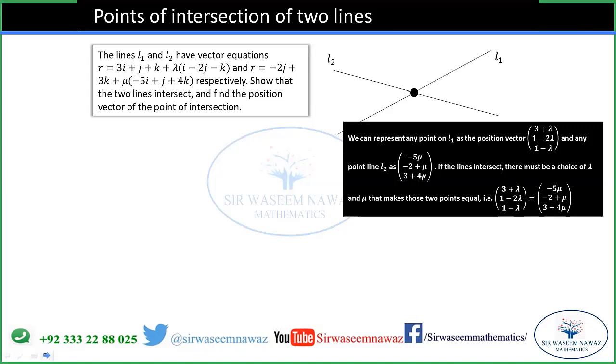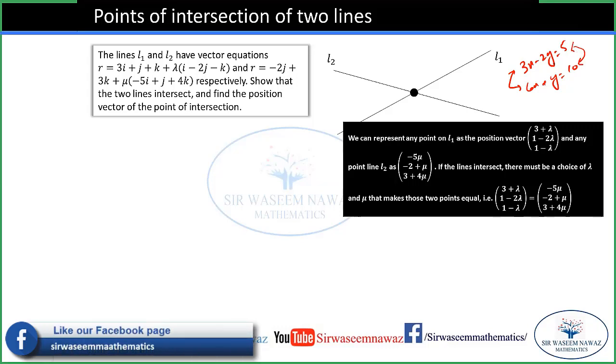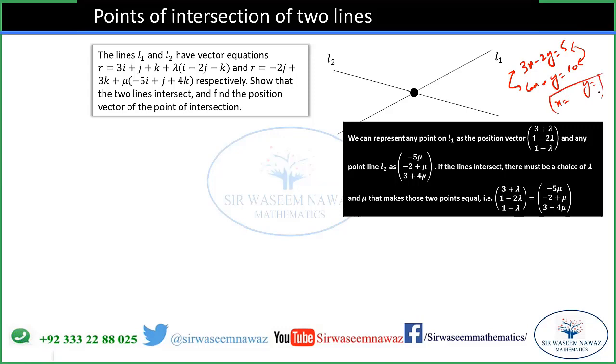What is the point of intersection of two lines? Let's take a recap of how we find the equation of the straight line and how we find the point of intersection. For example, we have 3x minus 2y equals 5, and we have 6x plus whatever y equals 10. If I want to find the intersection point, what do we do? We just solve them simultaneously, and we find the value of x and the value of y, and that is the intersection point. Now see how to do it in vectors.